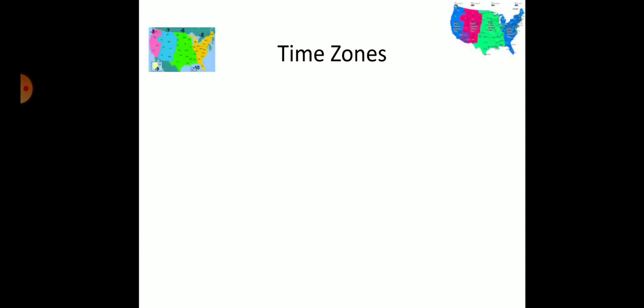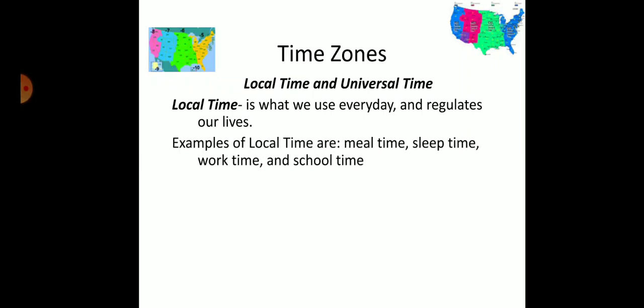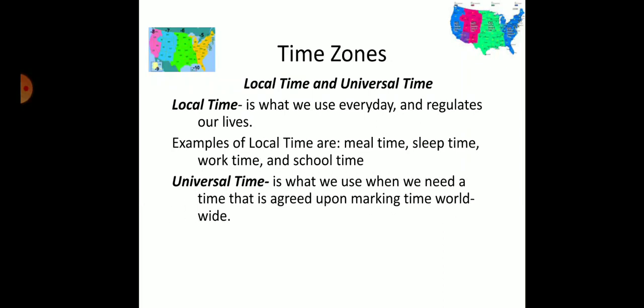Okay. Time zones. There are 2 kinds of time, local time and universal time. Local time is what we use every day and it regulates our lives. Examples are meal time, sleeping time, work time, and school time. Wherever you are, that is your local time. Like for example, if we are in Africa now it's already 9 o'clock. That is our local time.